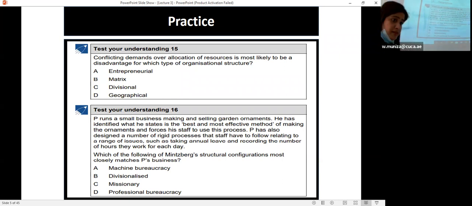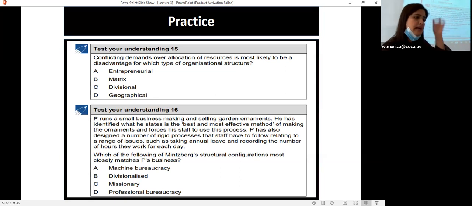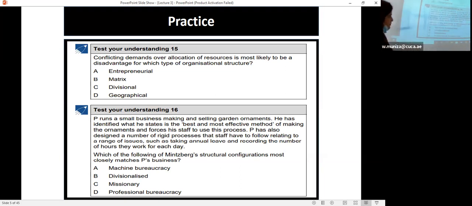Matrix. In matrix structure, when there is a combination of functional and product structure, conflicting demands are going to arise. Got it? What is a matrix structure? Combination of functional and product structure or divisional structure. Whatever structure is there, we are going to have a combination with functional structure. So very good, it's matrix structure.